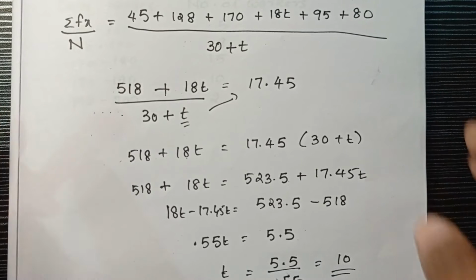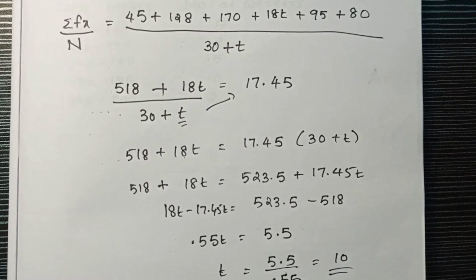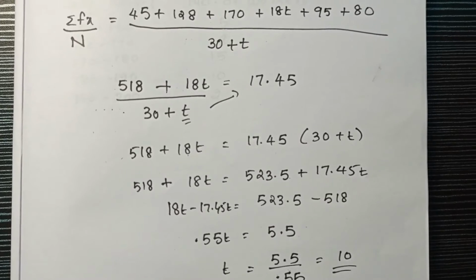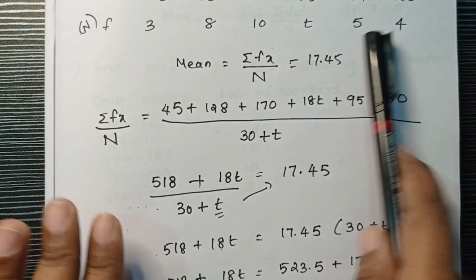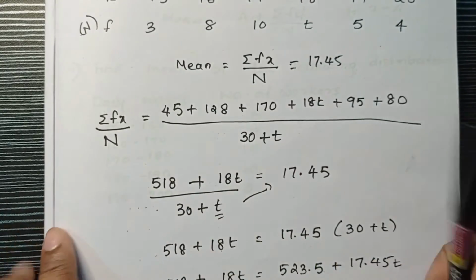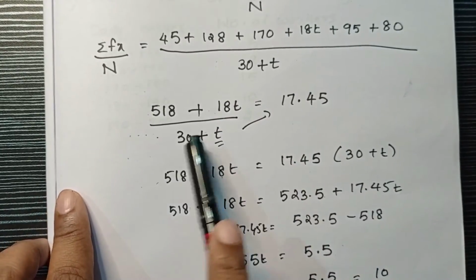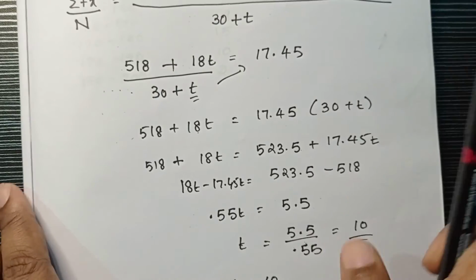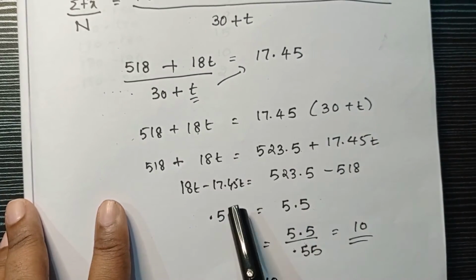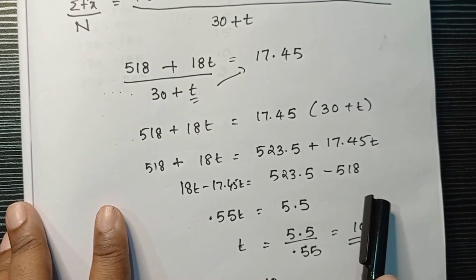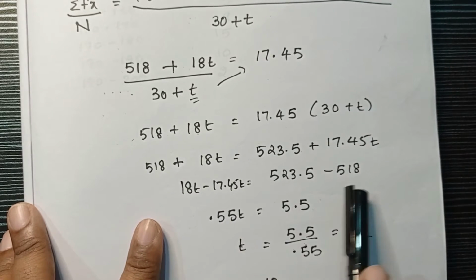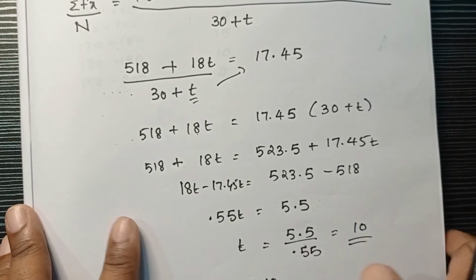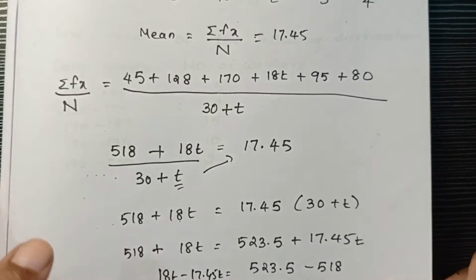I hope you understood. It is very simple. It is just a simple way, like in junior classes we used to find the value of x, so it is similar to that. t is not given, but the mean is given, so we have just used the formula, cross multiplied it, and we brought this t to the left hand side and this 518 to the right hand side. That is why the sign changed, and then we subtracted it and got the value of t. Okay, so I hope it is clear. Now let's move on to the next problem.